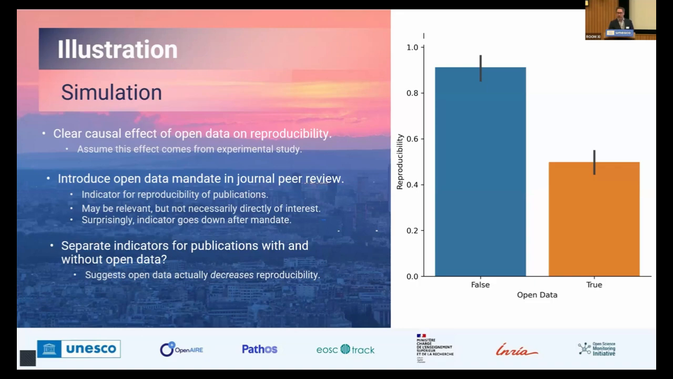And that's the point I want to get across here, that in interpreting these types of indicators and in comparing them across different settings, it's easy to make interpretive mistakes if you don't get that causal thinking right. And so in this case, in particular, it seems suggestive that there is a negative effect of openness on reproducibility, while in reality it's actually positive.